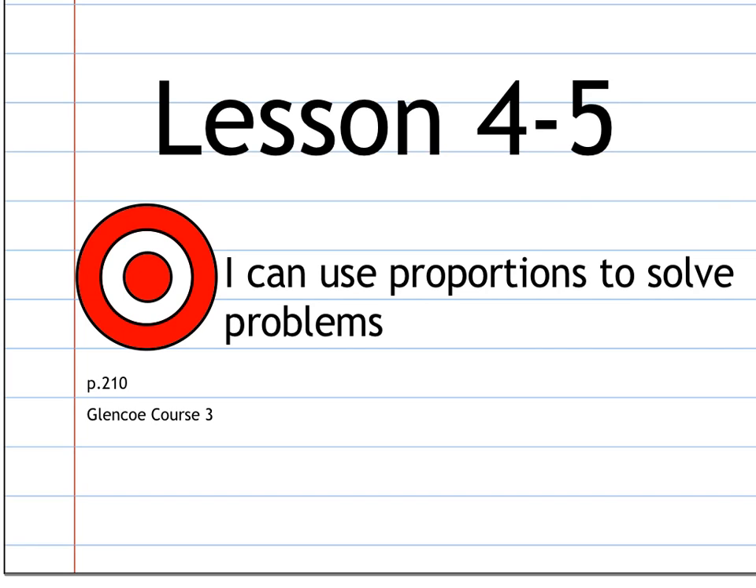Welcome back to Lesson 4-5. This is I can use proportions to solve problems. We'll also call this our unit of solving proportions. So we learned about proportions earlier in the chapter, and now we're going to work at solving them. So you want to think of equivalent fractions, and you want to know your cross products and multiplication. Have your vocabulary and notes out and ready to record important information and write down questions that you can bring to class.